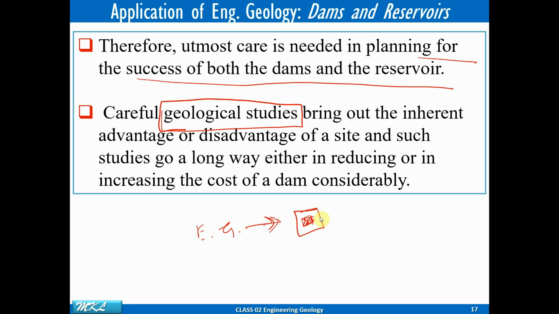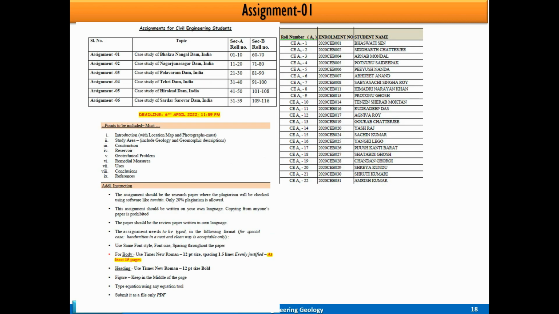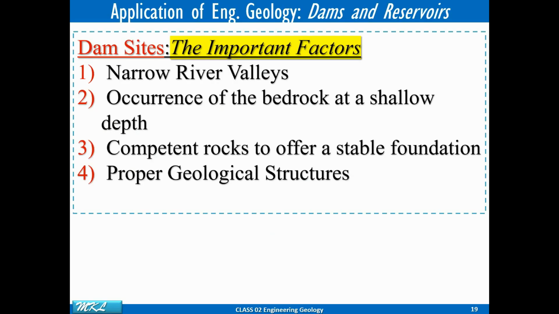So what are the factors you should consider for the dam site? These are the geological considerations for a dam site. What are the important factors? Four important factors are there: narrow river valley, occurrence of the bedrock at a shallow depth, competent rocks to offer a stable foundation, and proper geological structures.